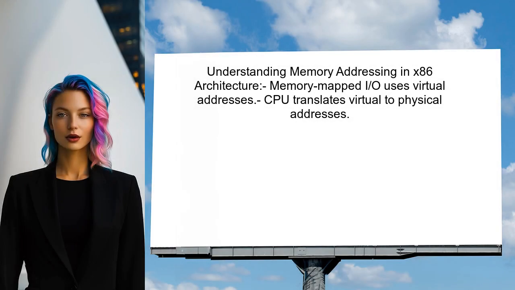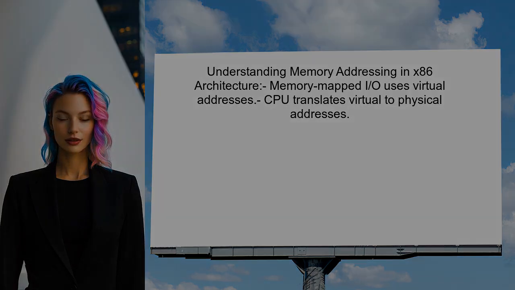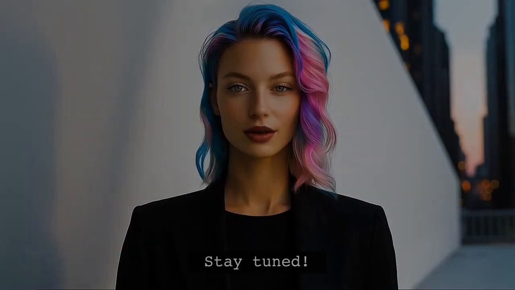To understand this, we need to clarify how memory addressing works in x86 architecture. Memory-mapped I/O uses virtual addresses that the CPU translates to physical addresses. But what about port-mapped I/O? Let's break it down.